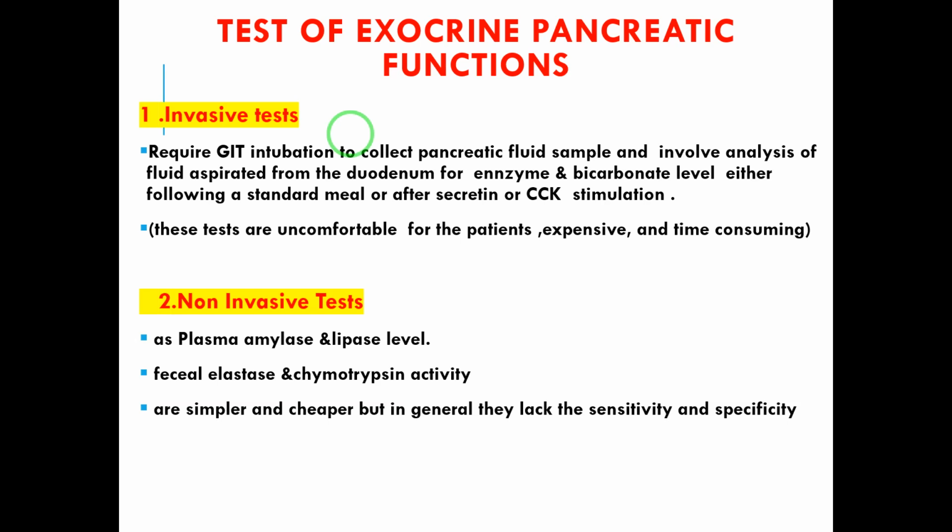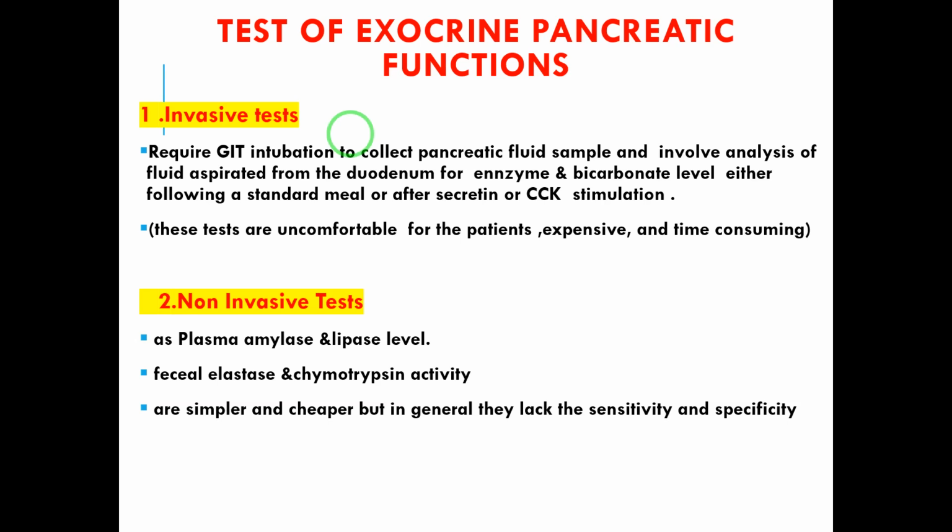Why do they lack them? What do we mean by lacking specificity and sensitivity? It means that because they are secreted from many organs, we cannot say exactly that the source of the increase in the amylase is the pancreas. So this is the specificity. We cannot exactly say that this lipase is from the pancreas. It can give us a general idea or a clue, but we cannot be sure that the source is the pancreas.